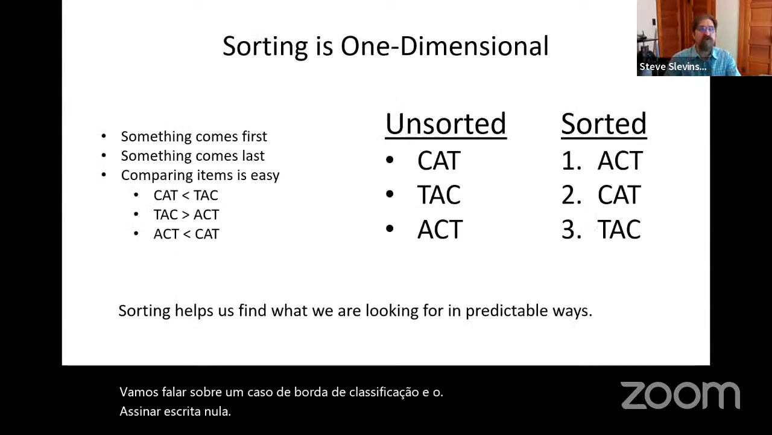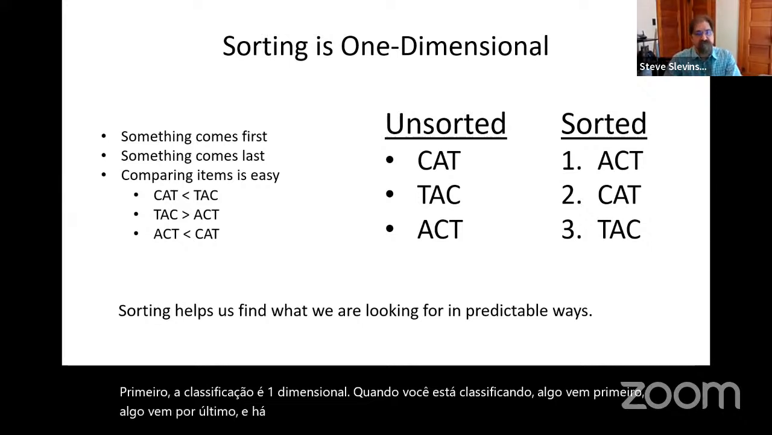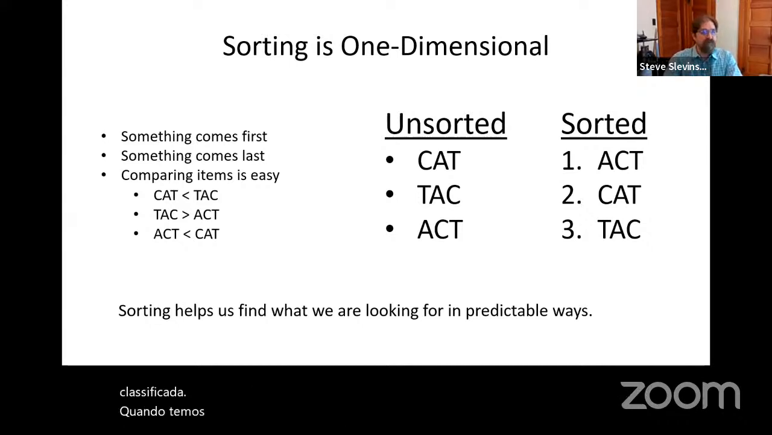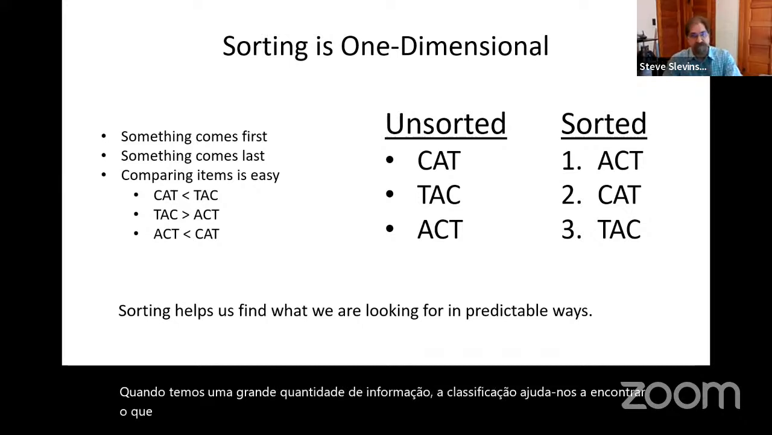First, sorting is one-dimensional. When you're sorting, something comes first, something comes last. And there's an easy comparison when you're talking about items. You can see on the screen we have two lists. One of them is unsorted and the other is sorted. When we have a large amount of information, sorting helps us find what we are looking for in predictable ways.